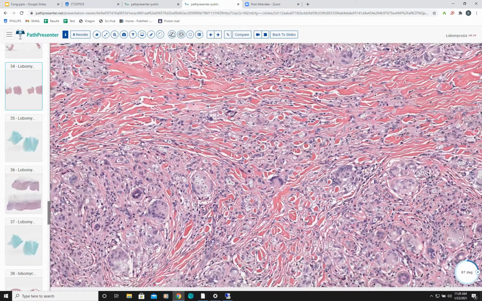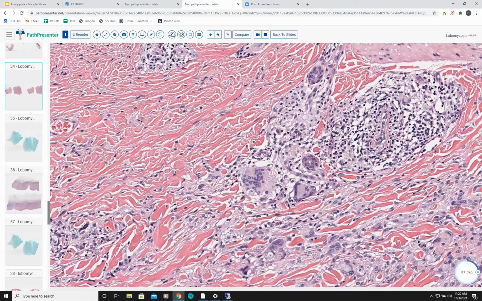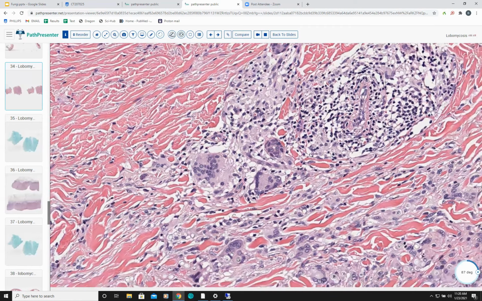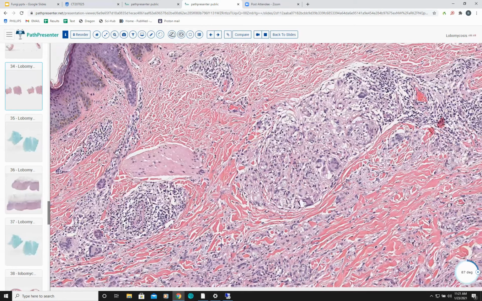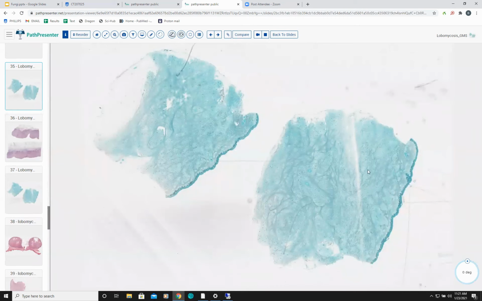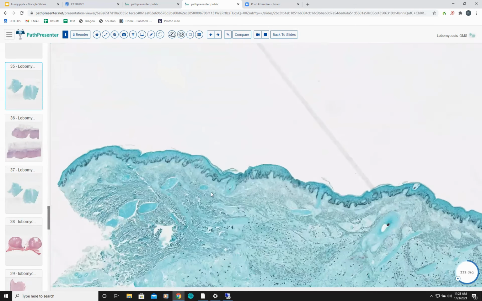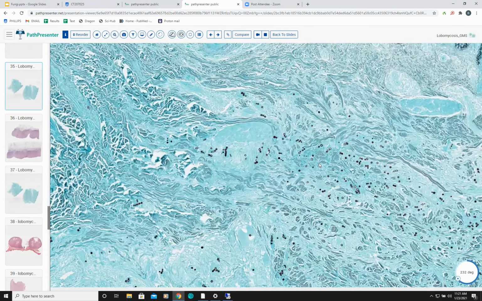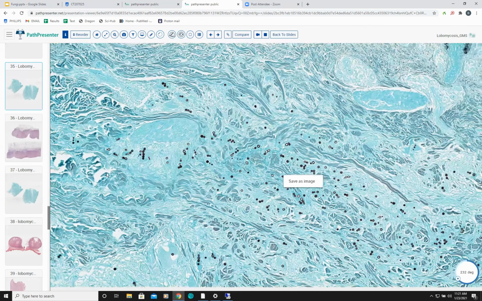Giant cells. And the foamy histiocytes you can see here. These are all organisms, and then here is a methenamine silver stain. It shows these numerous organisms. Yeah, you can see them highlighted with methenamine silver.